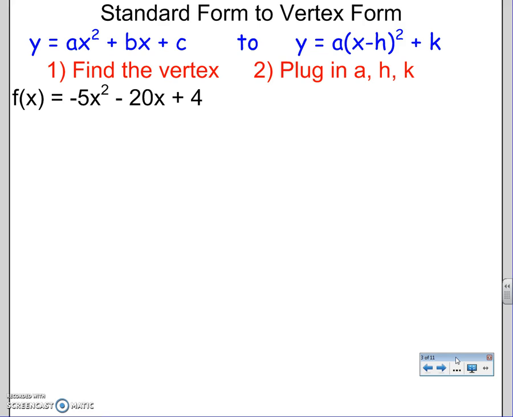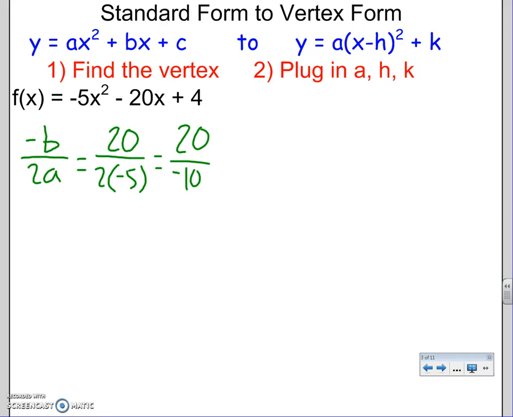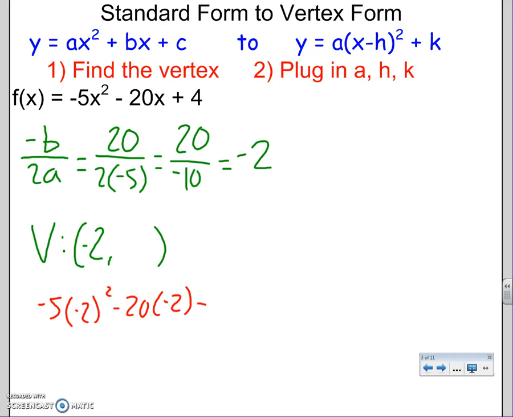So my equation is already in standard form. To find the vertex, I do the axis of symmetry formula, negative b over 2a. So negative b would be positive 20, over 2 times negative 5, that's 20 over negative 10, that gives me negative 2. So my vertex, I know the x part is negative 2, but I gotta find the y. To find the y, you should plug that x back in. So I'm gonna do negative 5 times negative 2 squared minus 20 times negative 2 plus 4. Well, that is 44 minus 20, is 24.